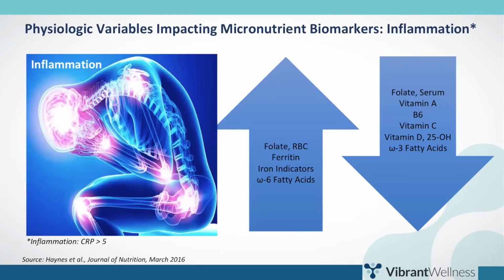For inflammation, you can see higher levels of iron indicators, omega-6 fatty acids, folate, red blood cell folate, and ferritin. And with inflammation, with the CRP greater than 5, you can see a lower serum folate, a lower vitamin A, a lower B6, a lower vitamin C, a lower 25-hydroxy vitamin D, and lower omega-3 fatty acids. So the key cutoff seems to be that C-reactive protein of 5.